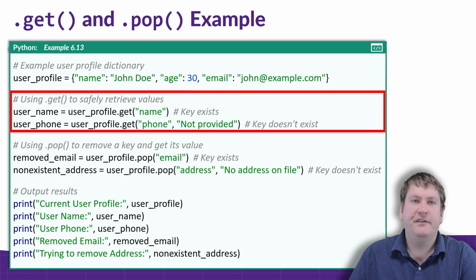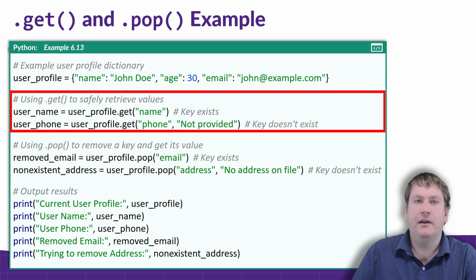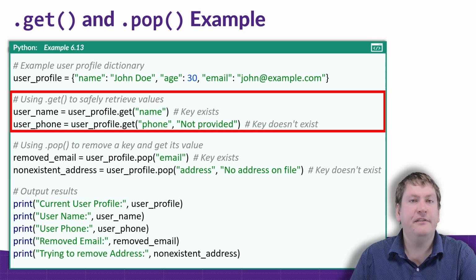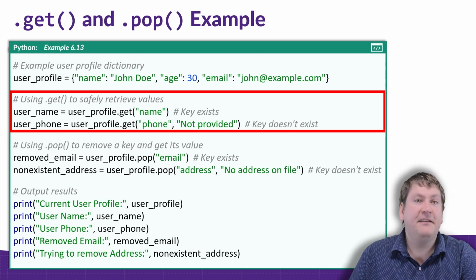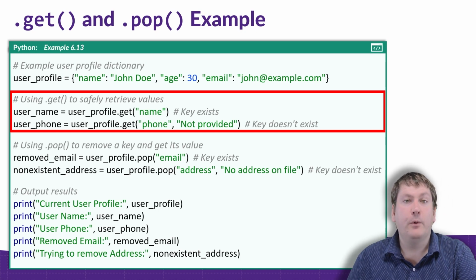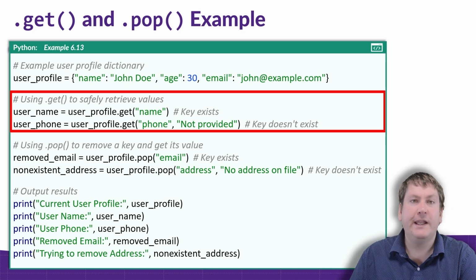After this dictionary is defined, we're going to do a few things on it. The first lines are going to be using the get method. First, we try to get the value of name. In this case, that key exists, so John Doe is returned and stored in username. Next, we try to get the value of phone. But there is no phone key in this dictionary, so the default value is used, which is not provided. So user phone is going to be equal to not provided.